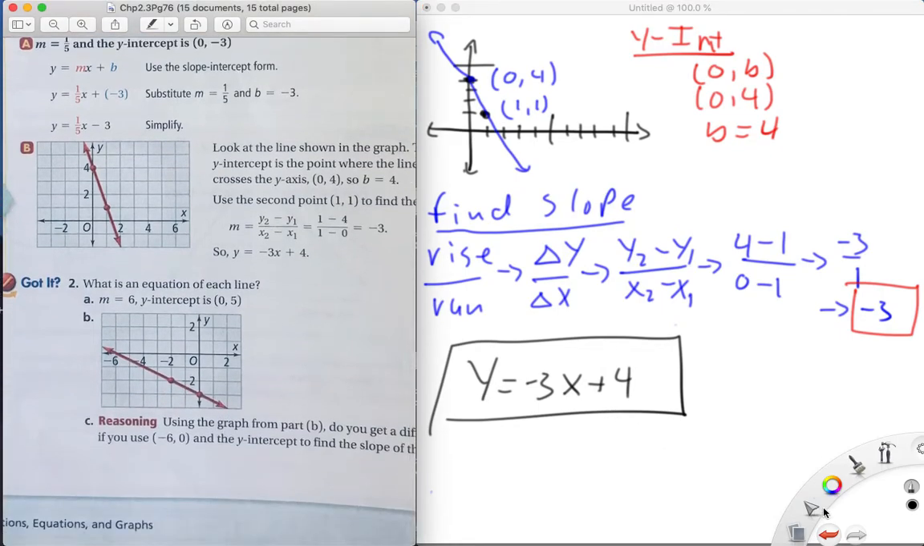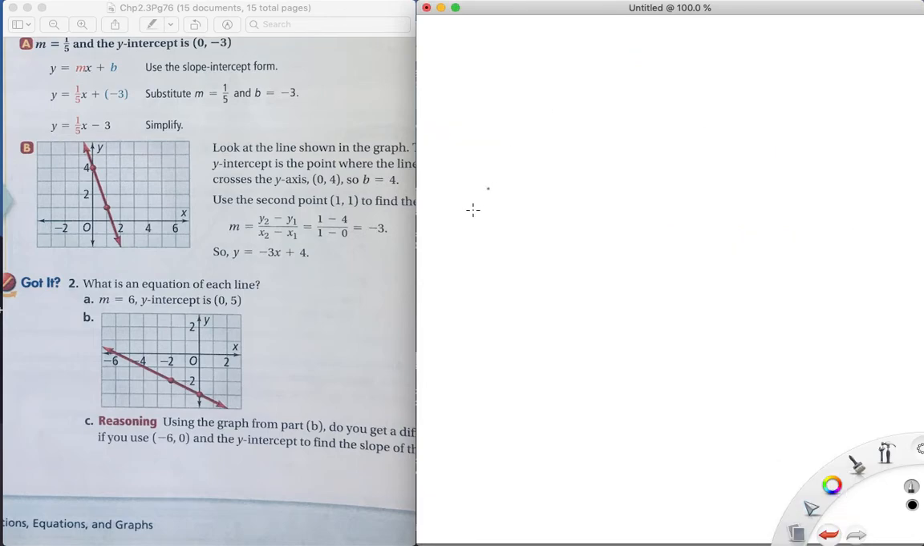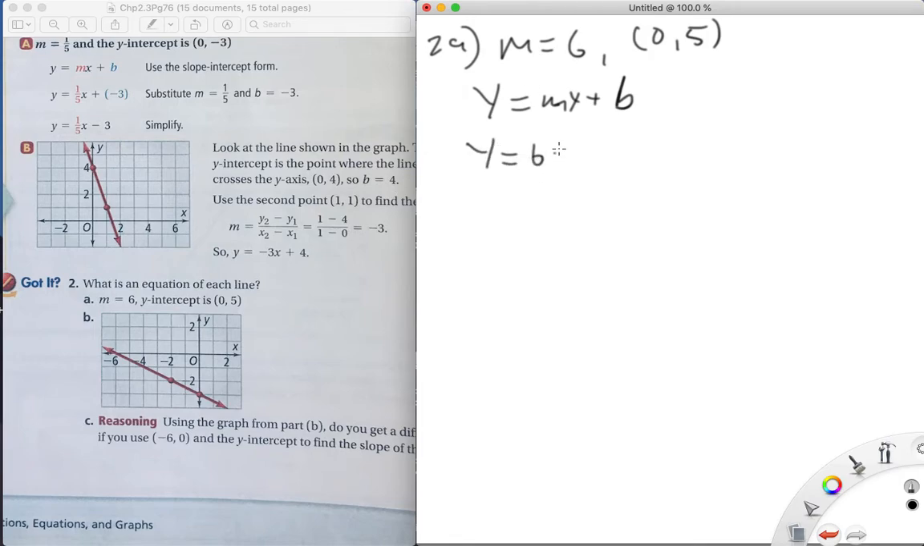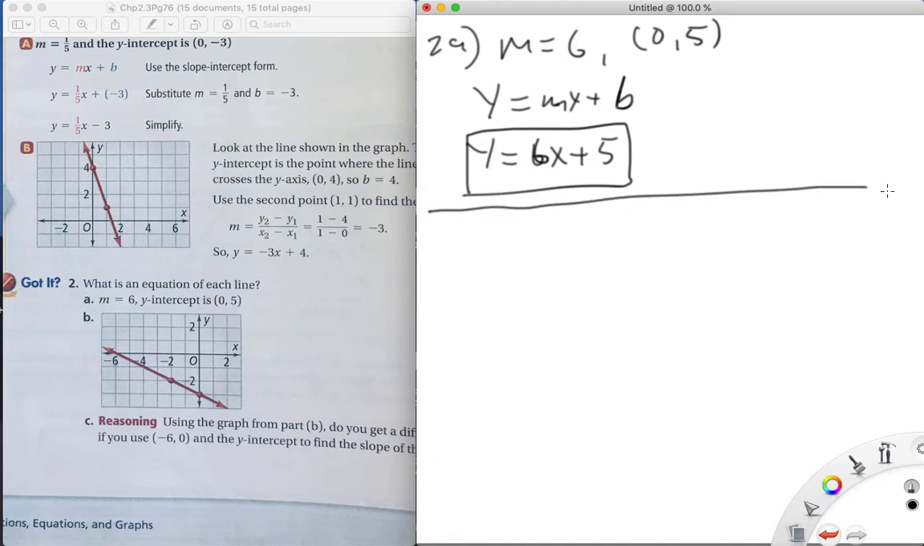Alright, so let's do the 2's. They want to know the equation of the line. This is 2a, where we have a slope of 6 and your y-intercept is (0, 5). Again, remember it's y equals mx plus b. So we're going to substitute 6 for slope and 5 for the y-intercept. Y equals 6x plus 5.